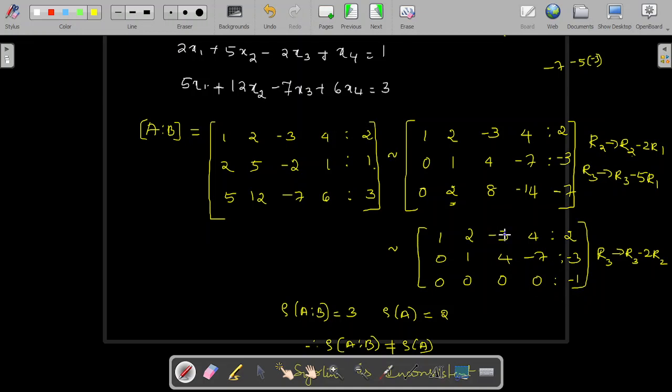So now when you count the number of non-zero rows in the augmented matrix, there are 3. In the matrix A, there are 2. So ranks are not equal. Therefore, the system is inconsistent. You do not have any solution.